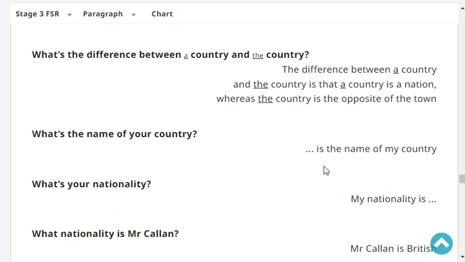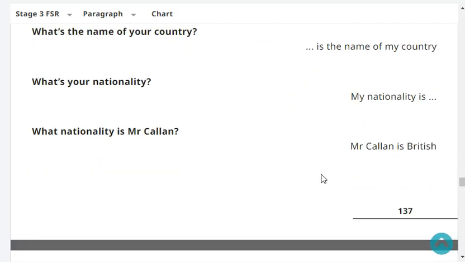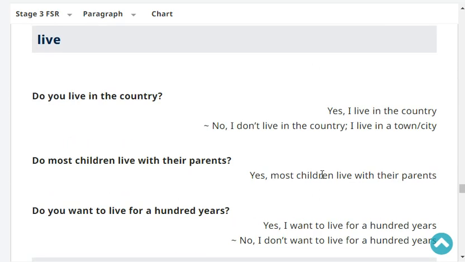What's the name of your country? Japan is the name of my country. What's your nationality? My nationality is Japanese. Very good. What nationality is Mr. Callan? Mr. Callan is British. Very good.